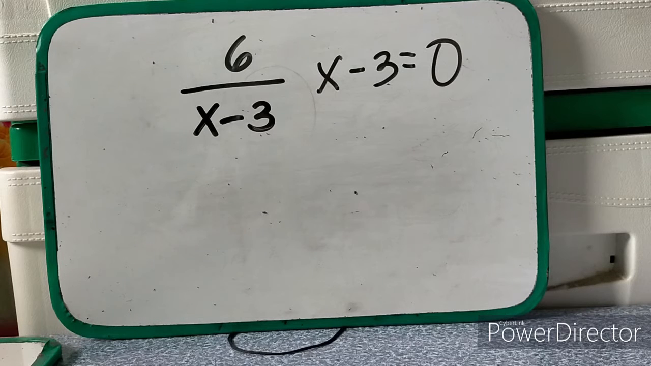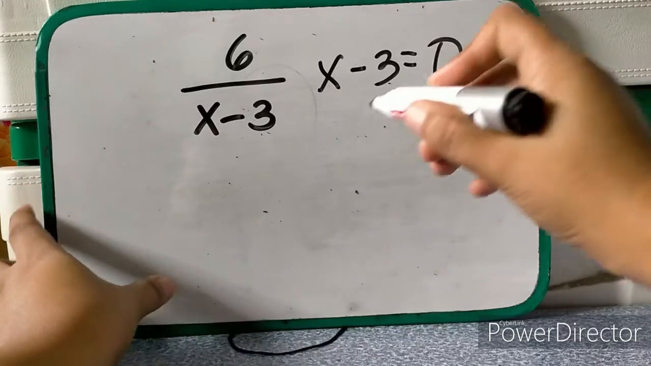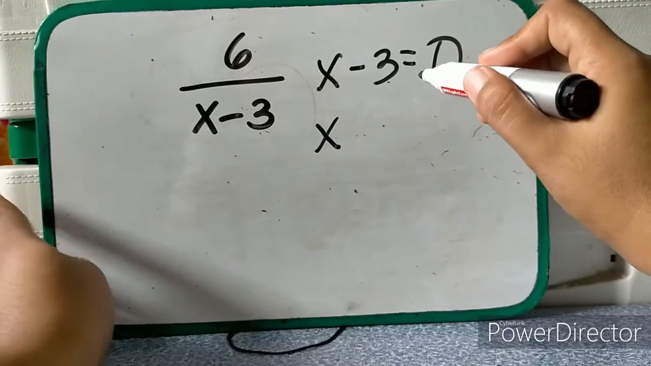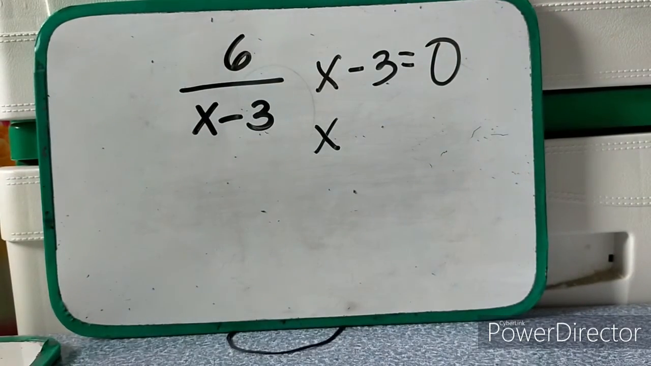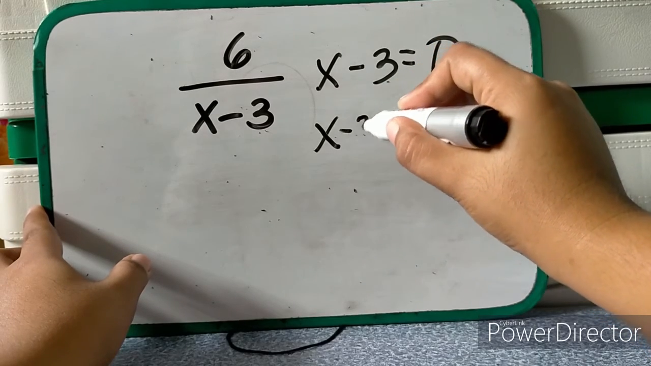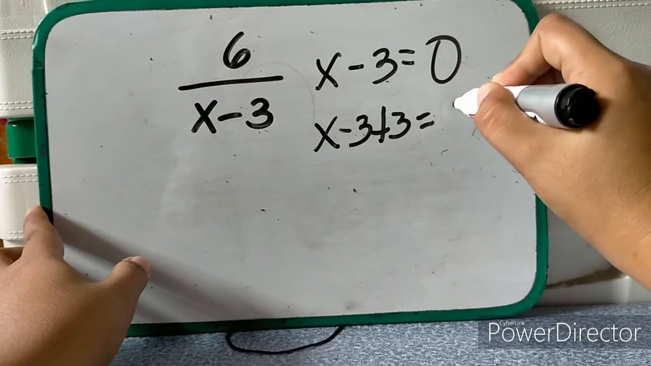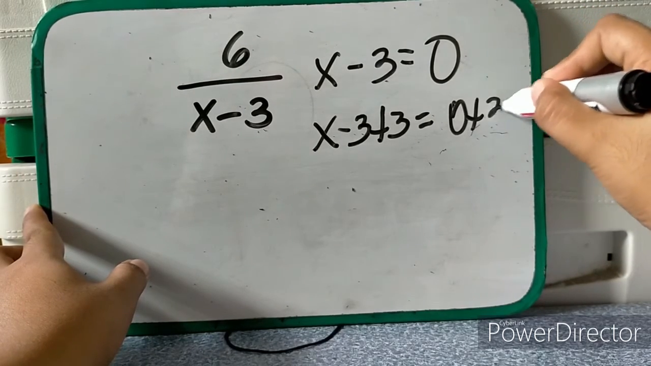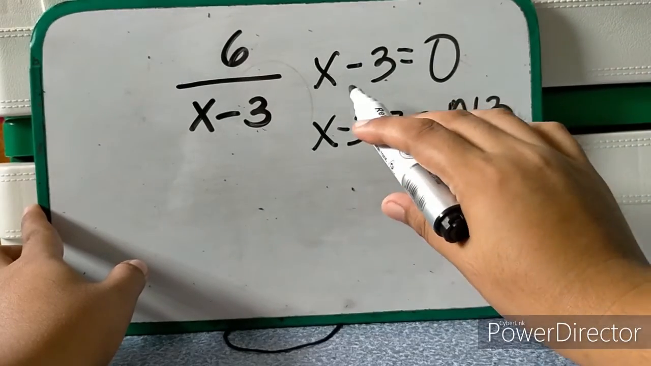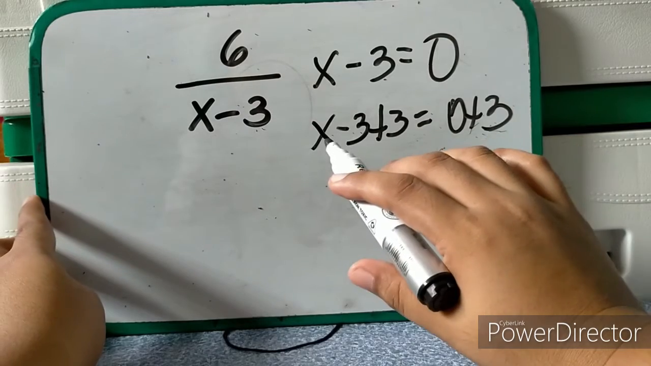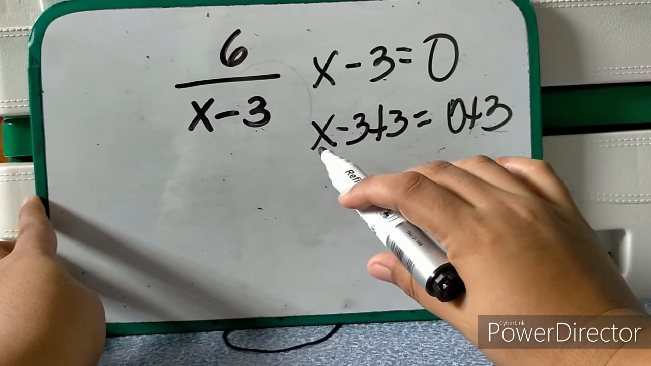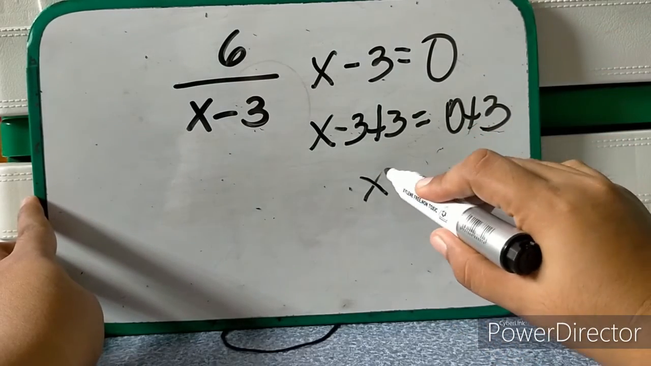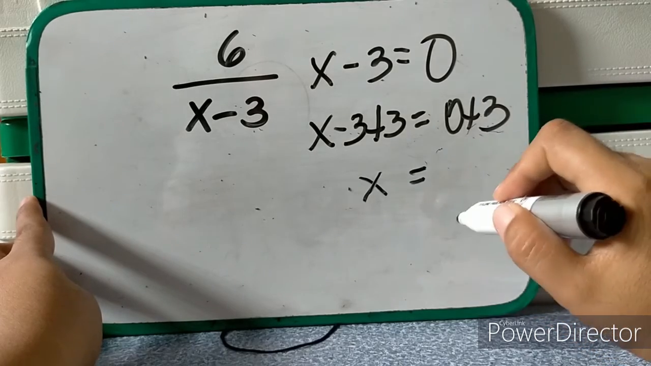So, isolve na natin. So, we have x. To eliminate 3 in the left side, so mag-a-add tayo both side ng positive 3. So, x minus 3 plus 3 and 0 plus 3. Bakit tayo nag-add again? To eliminate negative 3 in the left side. Addition property. So, x minus 3 plus 3 is 0. So, x now is equal to 0 plus 3.